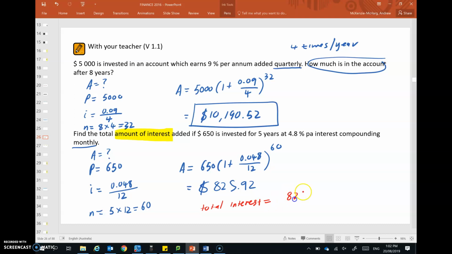So 825.92, take the original amount, the 650. So that's the difference in this question, is they've asked for the amount of interest, 175.92. So the tricky part with compounding interest is adjusting the I value and the N value appropriately.